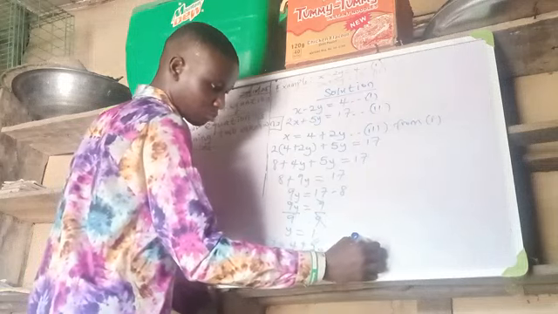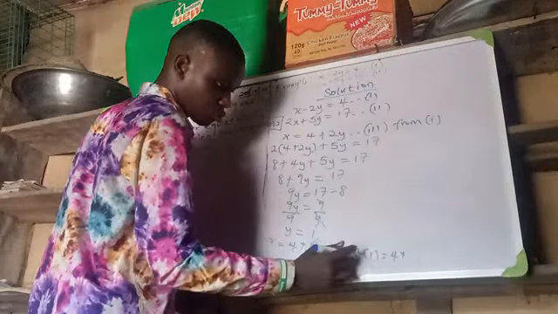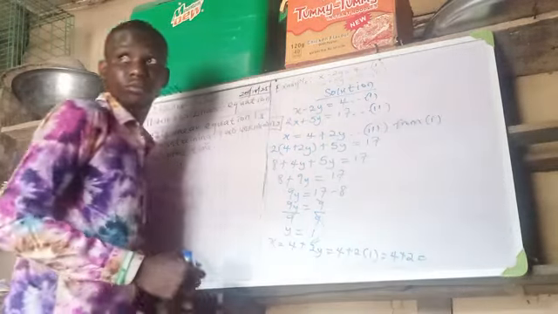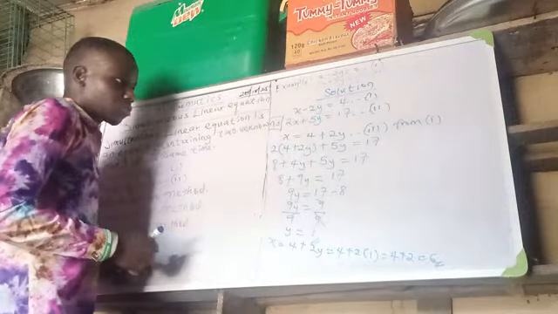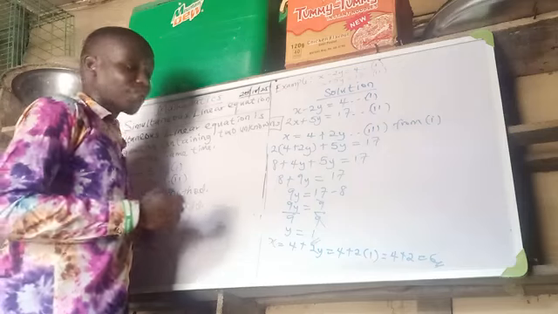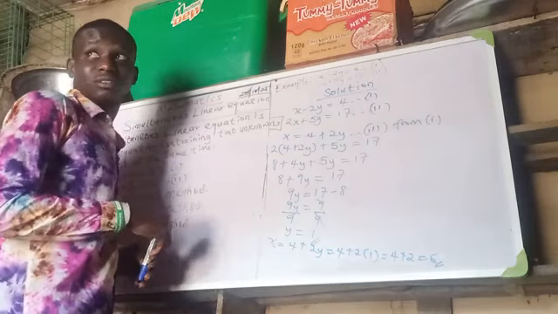Y is what? 1. 4 plus 2 times 1 is what? 2. Right? So 4 plus 2 is what? 6. So that's it. That's how to crack that. Very, very simple. Very easy.